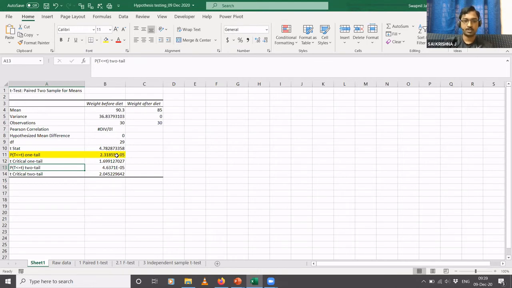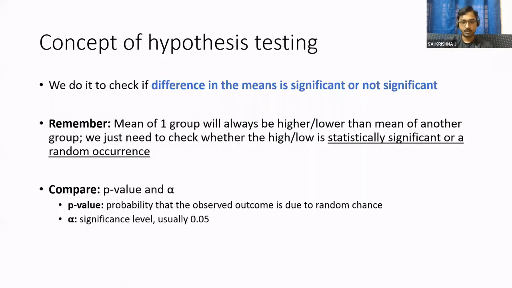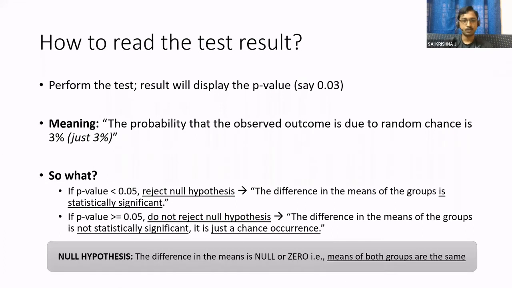Okay, so this value you have to compare with that 0.05 or the alpha. Here, if you see, this 2.3 into 10 power minus 5 is less than 0.05. So what do we do if this p-value is less than 0.05? We reject the null hypothesis, which is basically saying that the difference in the means is statistically significant.